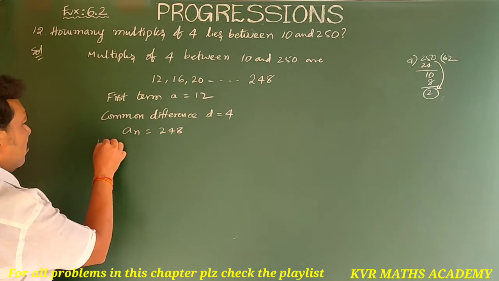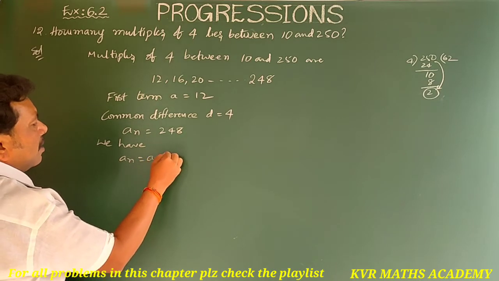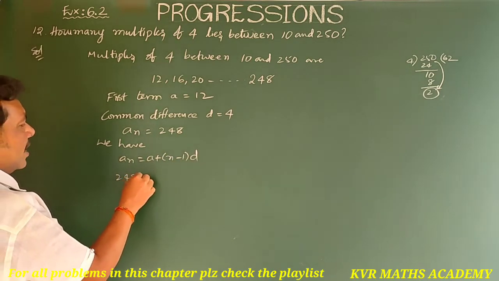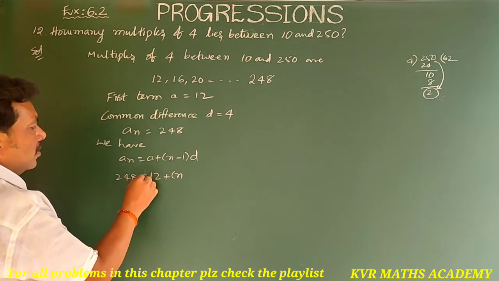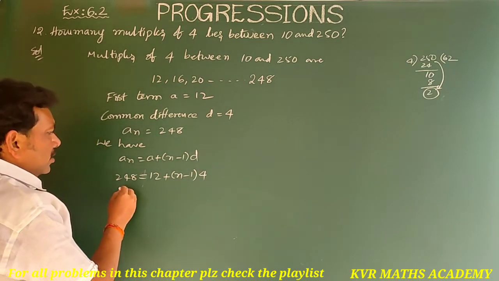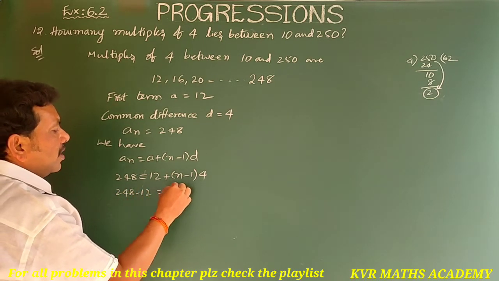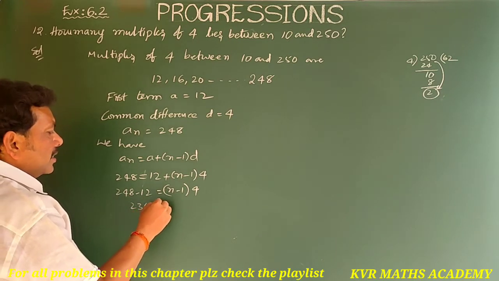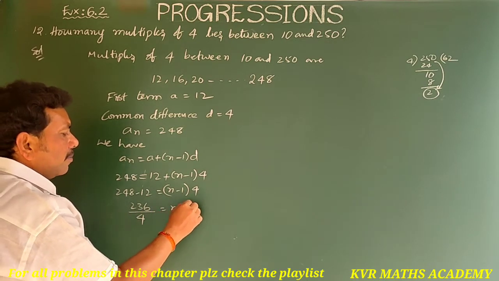What is the formula? We know very well about that. AN is equal to A plus N minus 1 into D. AN is 248, A is 12, D is 4. So 12 transferred to this side: 248 minus 12 is equal to N minus 1 into 4. 248 minus 12 is 236. The 4 also transfers to this side: 236 by 4 is equal to N minus 1.